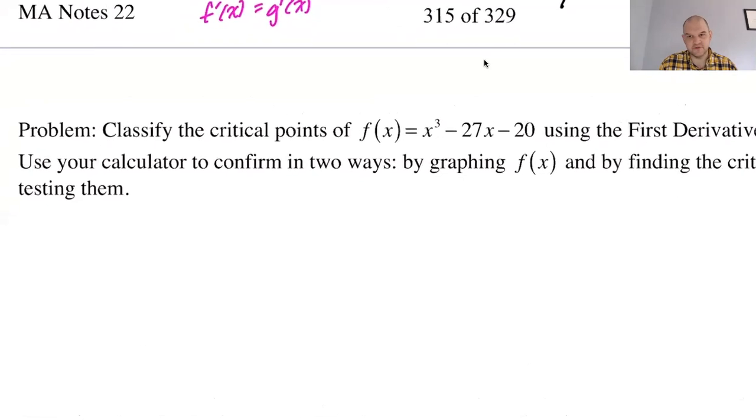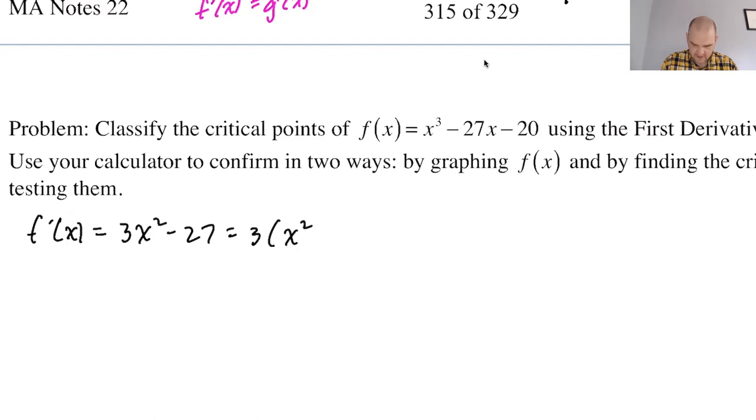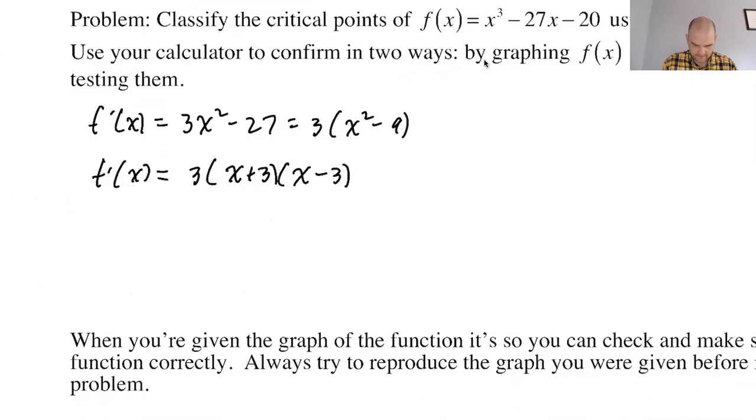I'm going to need the first derivative. So let's find that. f prime of x is 3x squared minus 27, and that's it. This you can write as 3 times (x squared minus 9), and you probably recognize that as 3 times (x plus 3) times (x minus 3). So this is a pretty straightforward example. Let's do a sign chart.